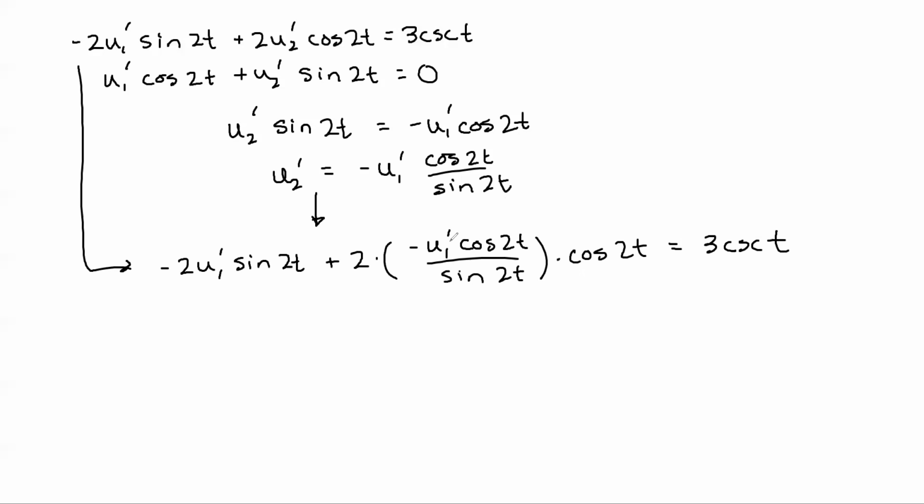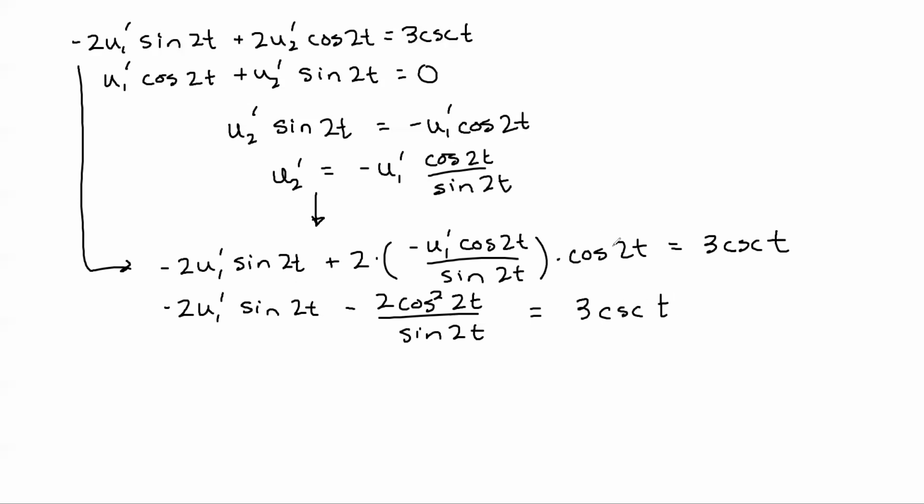All right, so the next thing we can do is go through and do some simplifying. So negative 2 u1 prime sine 2t. And then here we're going to end up with minus 2 cosine squared 2t over sine 2t equals 3 cosecant of t. So here I just took cosine times cosine, moved the negative 2. Oh, and then somehow I lost the u1 prime. Let's put that back in.